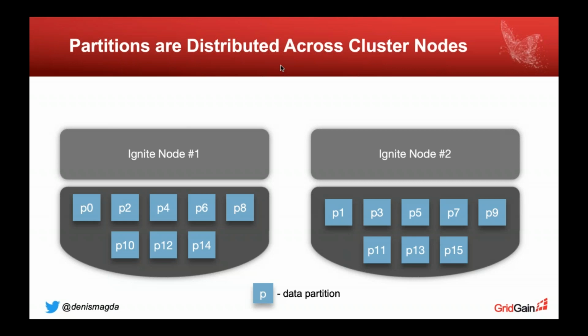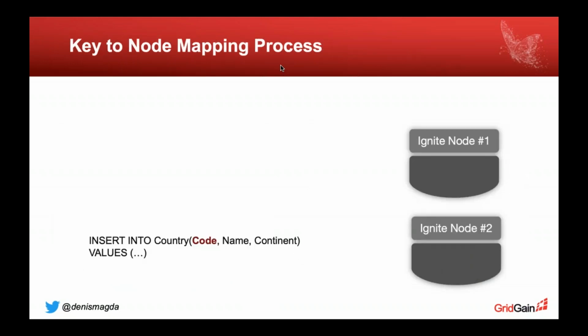And the final question that we need to be aware of is how this transformation from a record to a node happens. Let's review this example. Again, we have the same 2 nodes cluster. We know that those partitions of the country table are already assigned among those 2 nodes. And now my application inserts this simple record. I'm inserting some country. And that country record has code, name, and continent fields, columns.